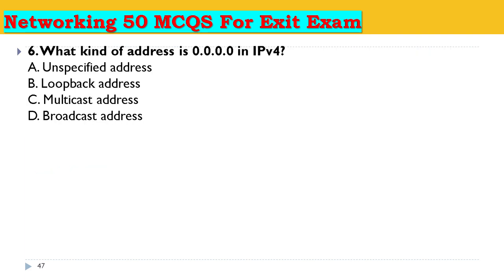6. What kind of address is 0.0.0.0 in IP version 4? Unspecified address, loopback address, multicast address, broadcast address. The 0.0.0.0 address in IP version 4 is the unspecified address.